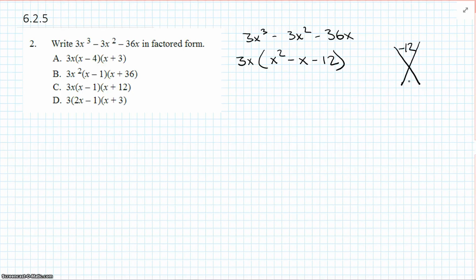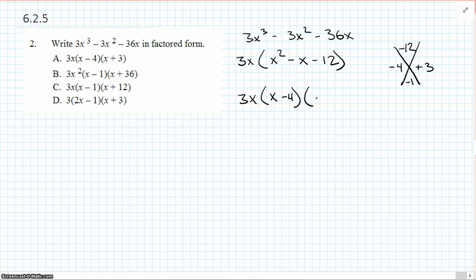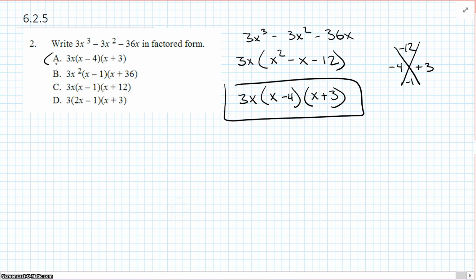Product of negative 12 and a sum of negative 1. Well, negative 4 and positive 3. So I could rewrite this as 3x times x minus 4 times x plus 3. And that is my answer in factored form. And the answer would be A.